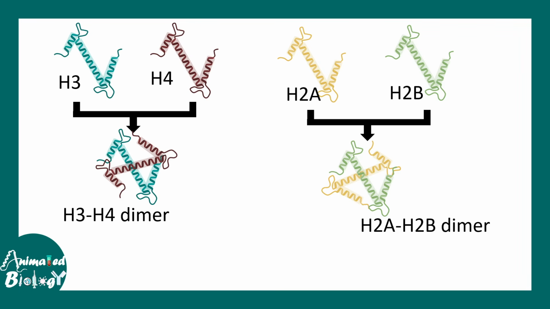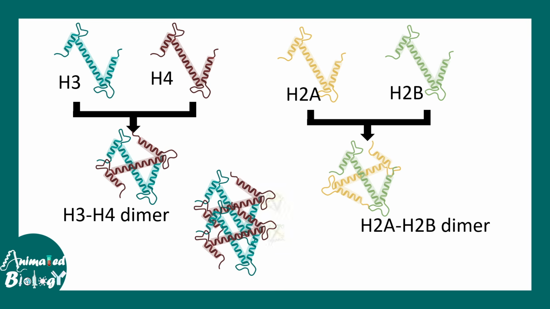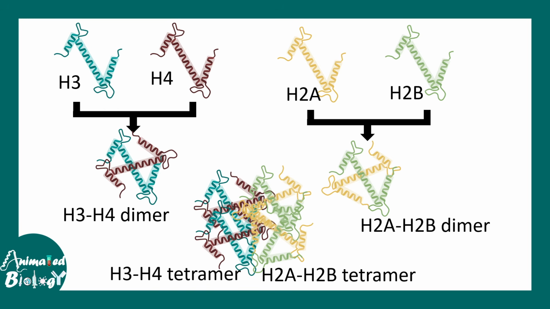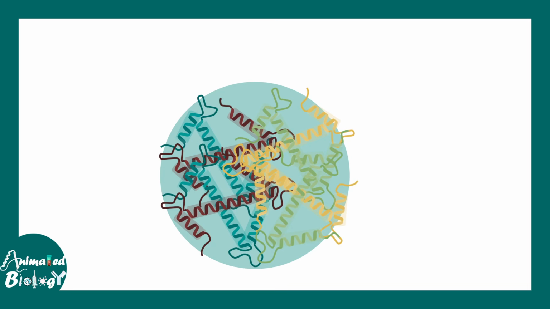Generally, the generic ones are known as canonical histones. For example, H3, H4, H2A, H2B, all of these are actually canonical histones. So first H3 and H4 form a dimer, H2A, H2B also form a dimer, and eventually they form a tetramer, and ultimately when the H3, H4 tetramer and H2A, H2B dimers combine, it forms a core histone octamer.